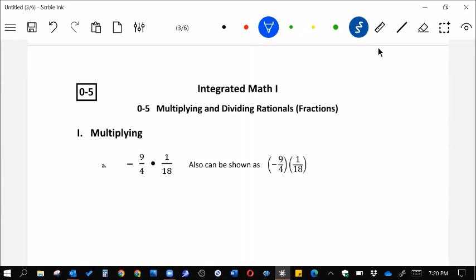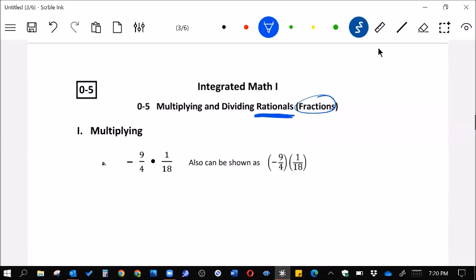Let's look at multiplying and dividing rationals, which, for the main practical point, is fractions. Multiplying fractions is actually relatively easy. You just simply multiply the top and multiply the bottom. Notice it can be shown with the dot for multiplying, or it can be shown in parentheses because it's understood that there's a dot there. It's understood, so it does not need to be written.